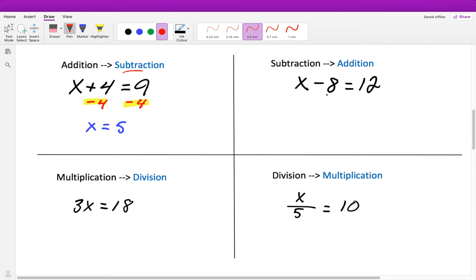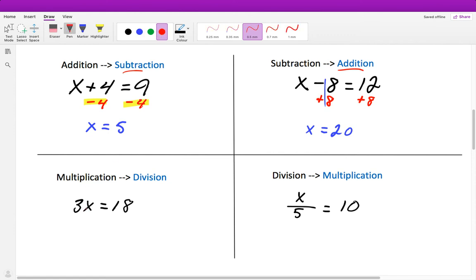When we see x minus 8, that's subtraction. When we see subtraction to our variable, we need to add whatever is being subtracted to undo it, eliminate that, and isolate our variable. So we will add 8, and what we do to one side, we have to do to the other. So x minus 8 plus 8, they cancel each other out, and we're left with x is equal to 12 plus 8, which is 20.